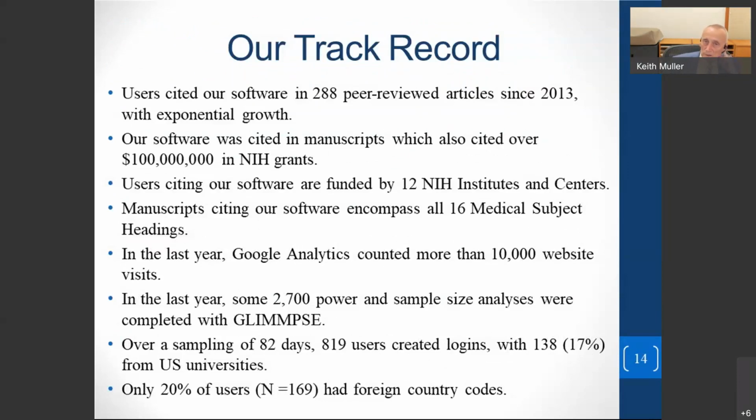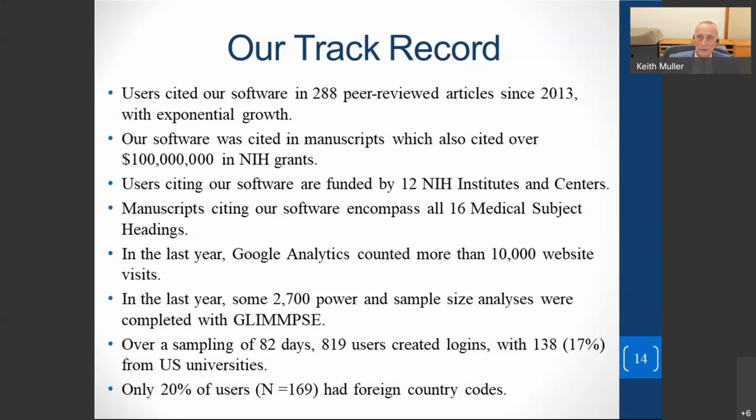Our track record is based upon peer-reviewed publications and funding for those peer-reviewed publications. At this writing, 288 people have published peer-reviewed articles citing our software, and they in turn cited $100 million in NIH grants. The software was funded by 12 institutes and centers. The topics include all 16 medical subject headings.